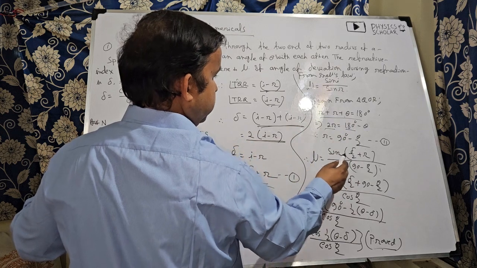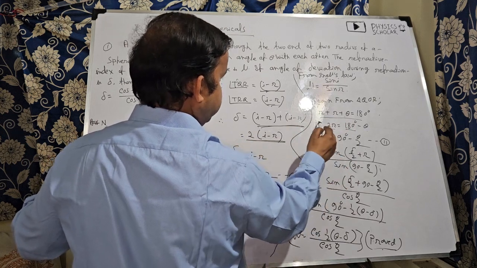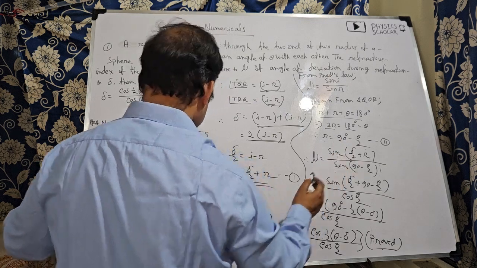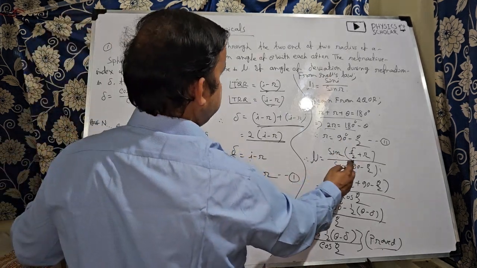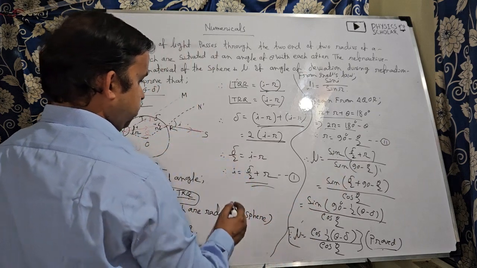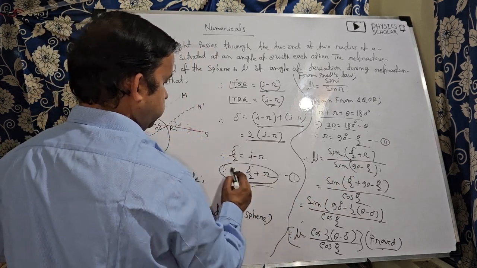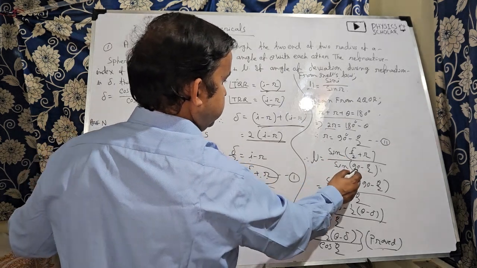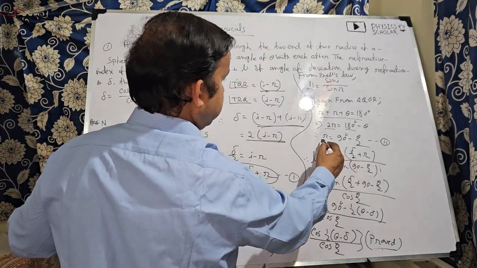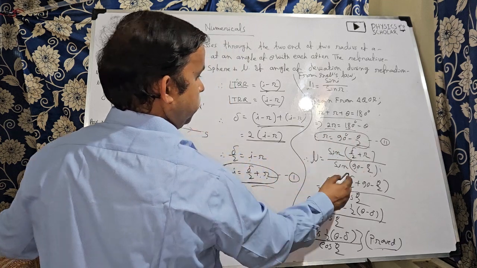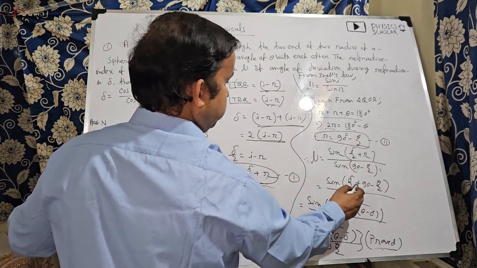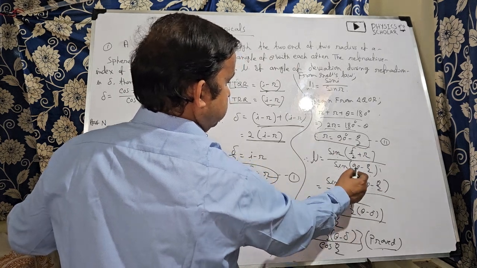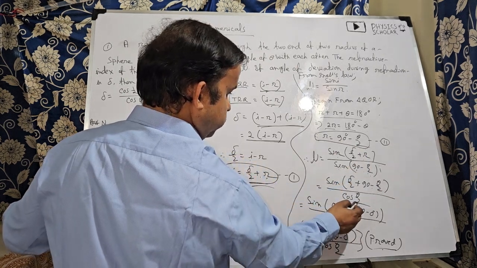Now mu is equal to sin i by sin r. So putting the value of i: i means delta by 2 plus r, and we are putting this value. And sin r, r means 90 minus theta by 2, that is the value of r. So sin of delta by 2 plus the value of r, which is 90 minus theta by 2, over sin of 90 minus theta by 2. And sin of 90 minus theta by 2 means cos theta by 2.